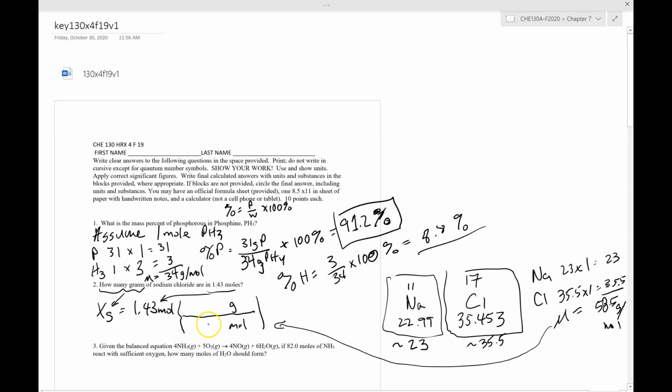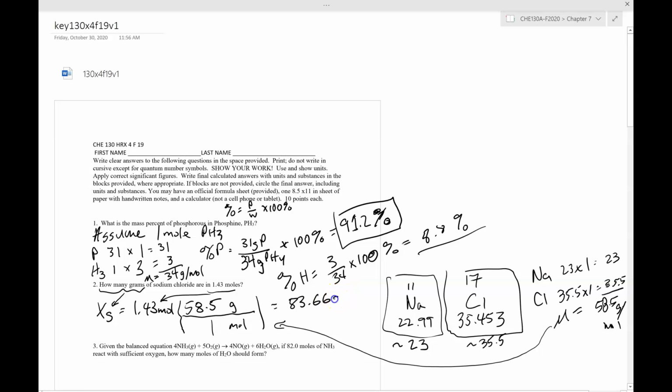So we'll say 1 mole is 58.5 grams, and again that's specific to sodium chloride. So 1.43 times 58.5, I don't have to do the divide by 1 because that's going to be the same answer. That comes out to 83.66.